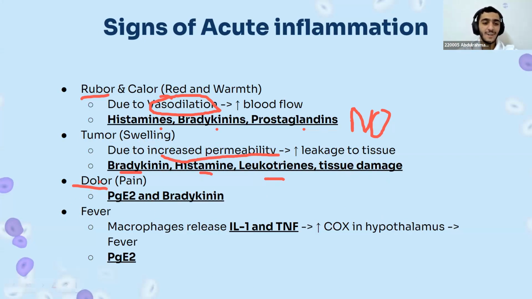Basically, PGE2 is very, very important. PGE2 is responsible for fever. PGE2 is responsible for pain. PGE2 is like the coolest of the prostaglandins, so try to remember it. And then you also got bradykinins here. And lastly, for fever, you got interleukin-1 and tumor necrosis factor, which activate the COX pathway, which is responsible for creating prostaglandins, and the hypothalamus. Now, why exactly is it the hypothalamus?